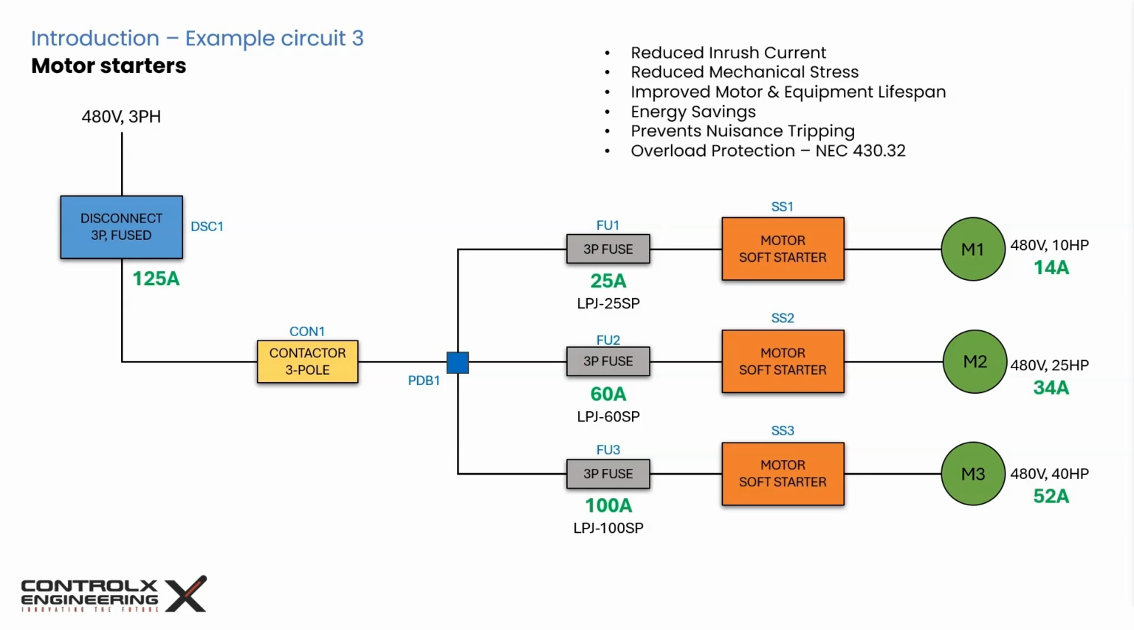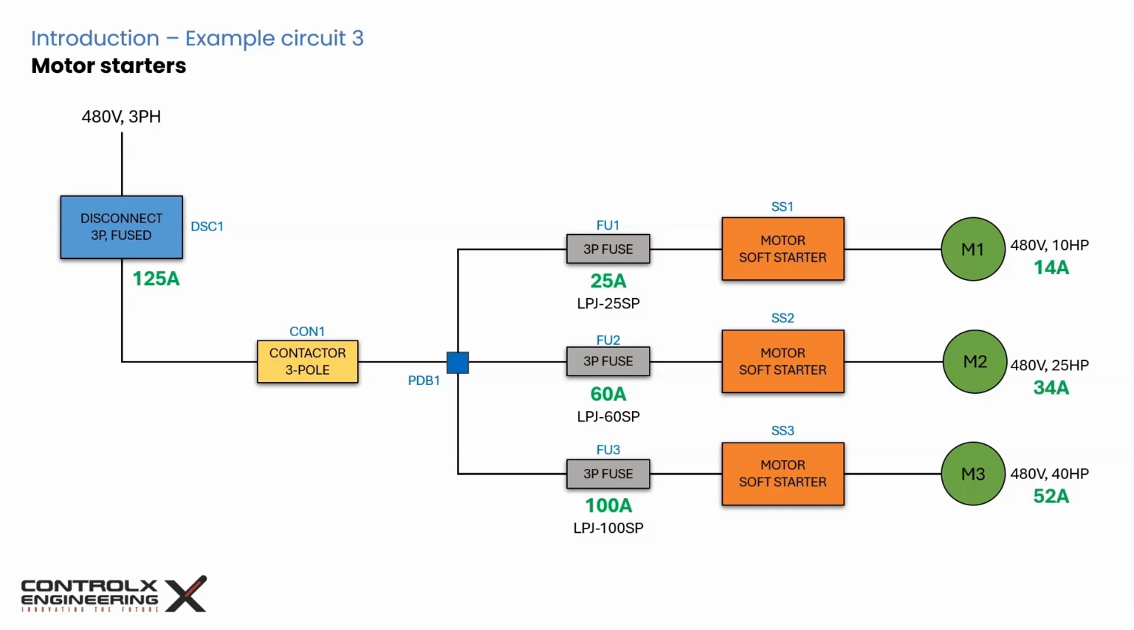NEC 430.32 requires that motors must be equipped with overload protection devices such as thermal overload relays or electronic overload relays. These devices disconnect the motor before critical damage occurs due to excessive current. Some soft starters include built-in overload protection and bypass contactors for improved efficiency after startup, thereby eliminating the need for separate overload protective devices. So how do we select the right soft starter for our application?